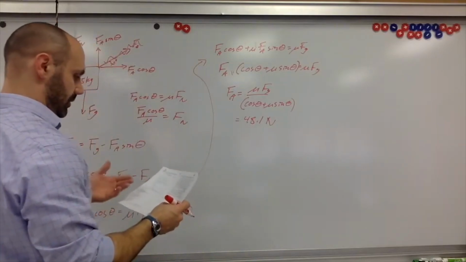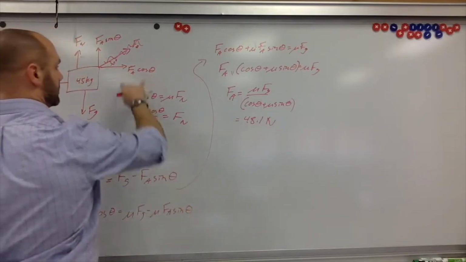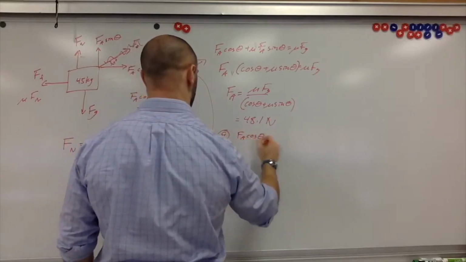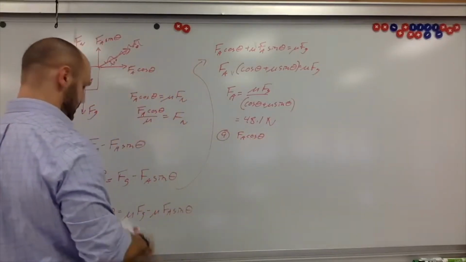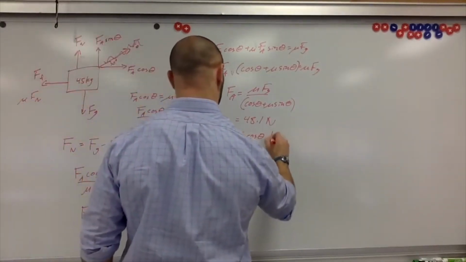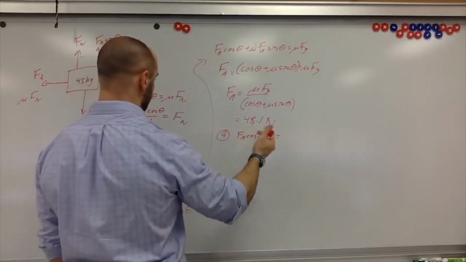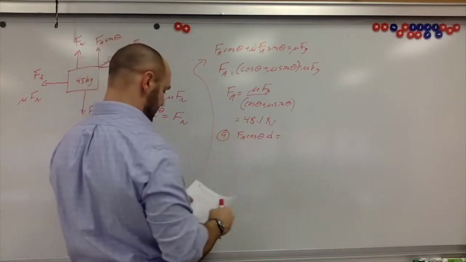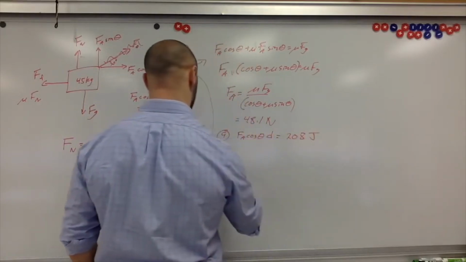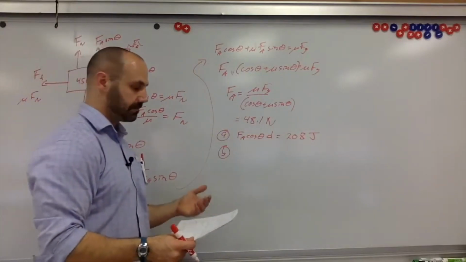Now we want to know how much work does the man do pulling the sled. That's just going to be Fa cosine theta times the distance that it goes, and we say that it has a displacement of 5 meters. So this is 48.1 times cosine of 30 times 5, and I think you should get 208 joules.